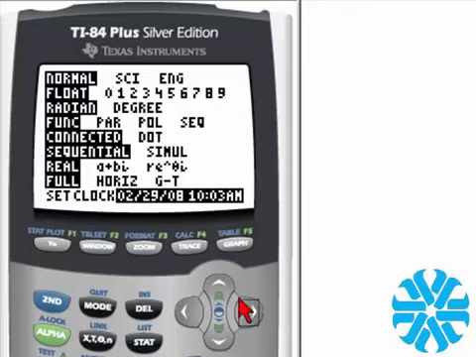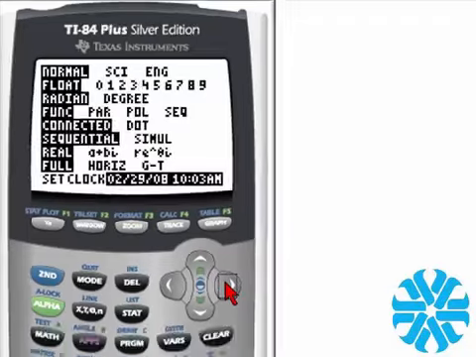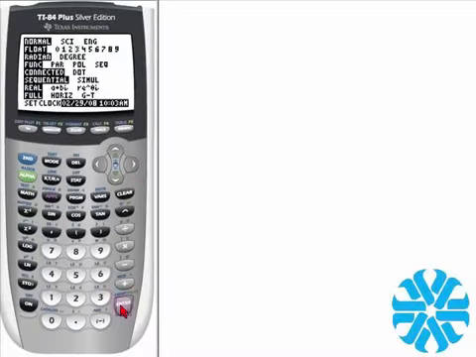Now we said we want to use, let's say, 3 decimal places. Our answer is going to be written to 3 decimal places. And then we hit Enter here to submit that. And then we're going to get out of this by hitting second function and then Quit.